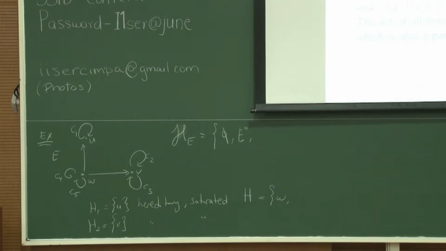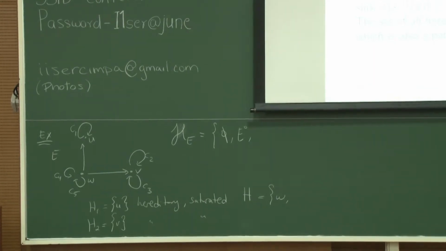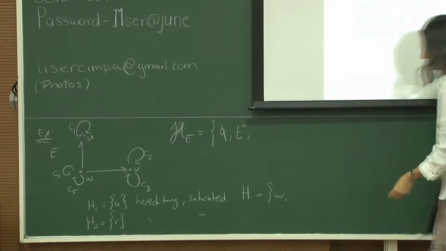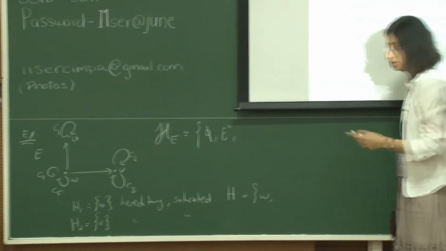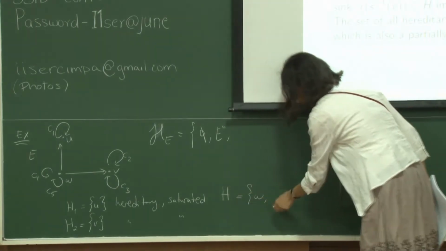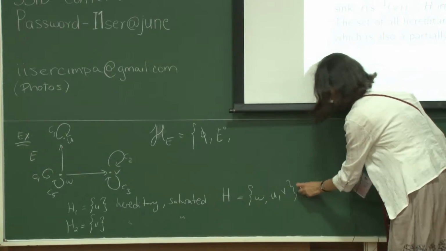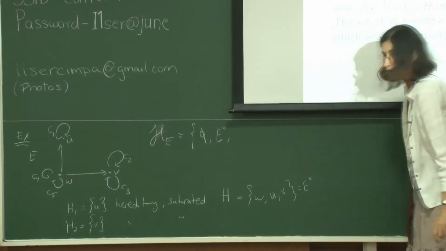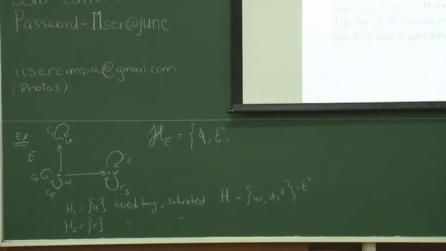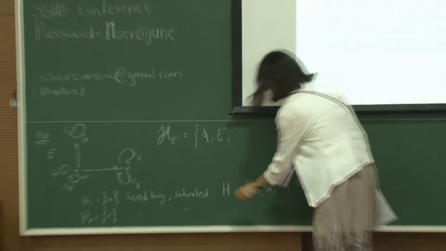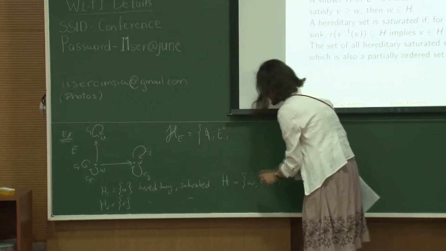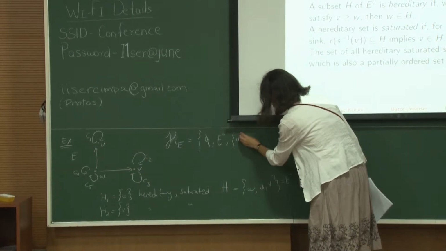Is W hereditary? No, because you can go from W to both U and V, so it's not hereditary. Once you have a hereditary saturated set, everything in. Okay?